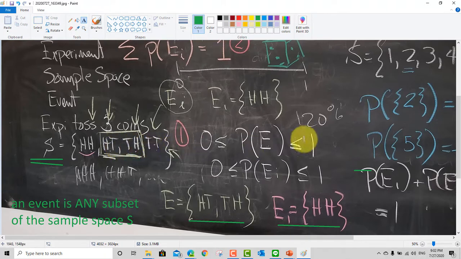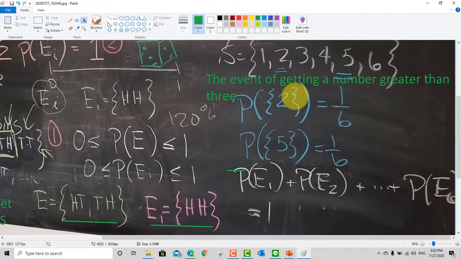For example, I also gave this example, the event of getting a number greater than 3. That was when we were rolling a die. Rolling a die means we could get a 1, 2, 3, 4, 5, or 6 as the outcome. So that's the sample space. We could talk about the event of getting a number greater than 3. And hopefully I did say that the event of getting a number greater than 3 is the subset 4, 5, and 6. So this is an event, and we can think of it as a subset of the sample space. Which subset? The subset which has the elements 4, 5, and 6. So I gave the definition that an event is just any subset of the sample space.